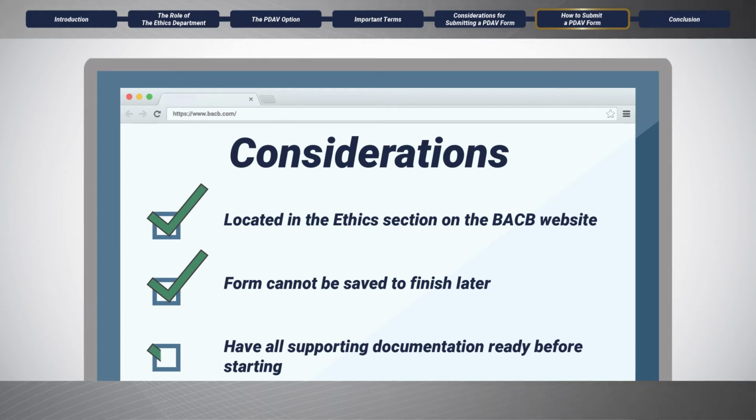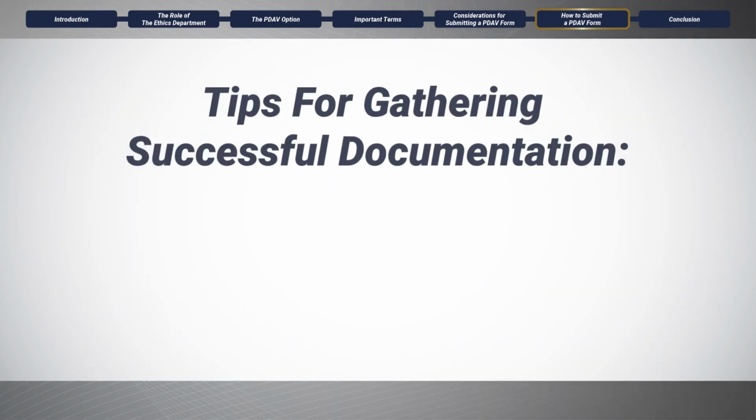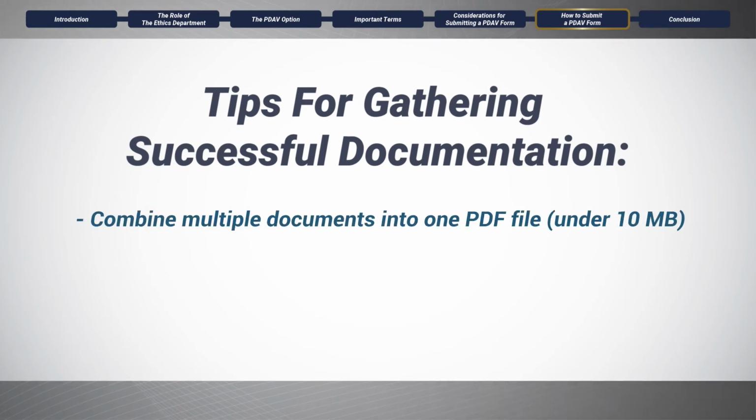Before you begin, you must gather your supporting documentation. And remember that under this option, all of your documentation must be publicly available. Here are some tips for gathering successful documentation. If you're submitting multiple documents, please save them in one PDF no larger than 10 megabytes. You must include URLs that direct to the documentation you're sharing. It's a good idea to have those web pages open as you complete the form.